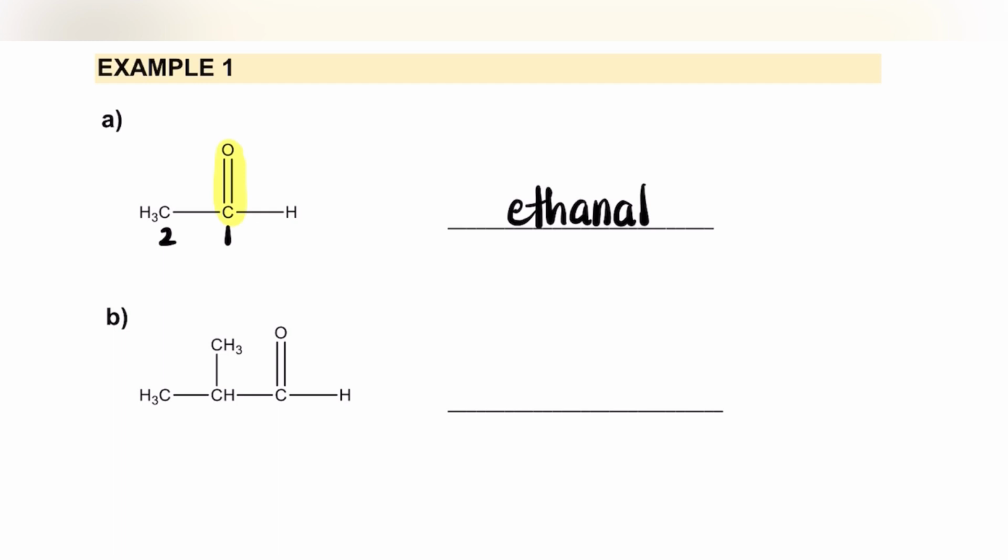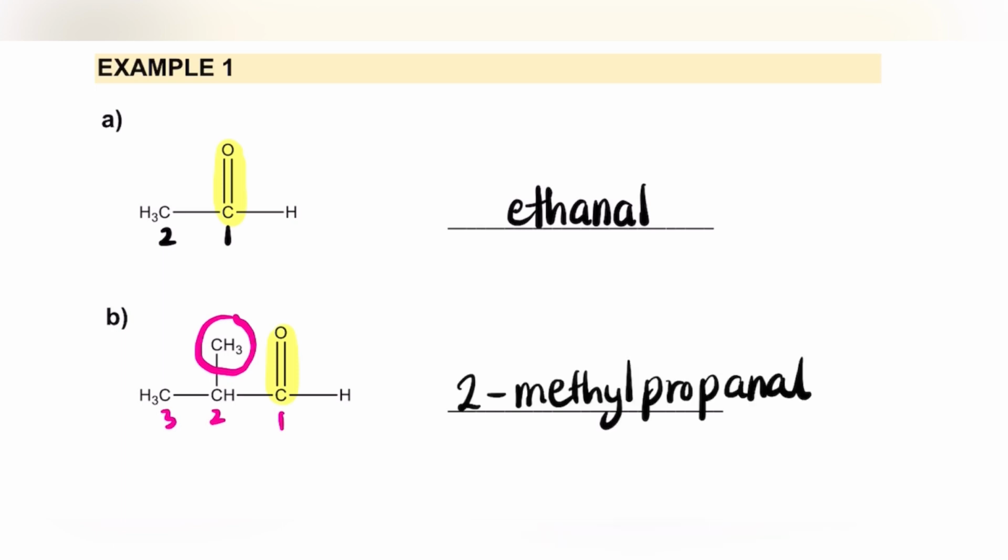Next one. What I have here, this is my carbonyl groups. And then I'm going to label this one as the first carbon. This one second and the third. At the second carbon you got substituent methyl. So the name of this structure will be 2-methyl, and the parent with 3 carbon atoms for aldehyde, it will be propanol. Okay, very simple.